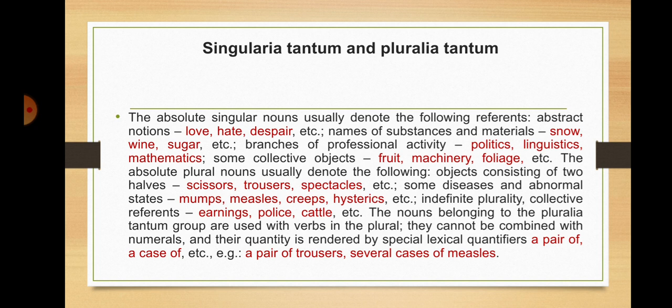The nouns belonging to the pluralia tantum group are used with verbs in the plural. They cannot be combined with numerals, and their quantity is rendered by special lexical quantifiers: a pair of, a case of, a pair of trousers, several cases of measles.